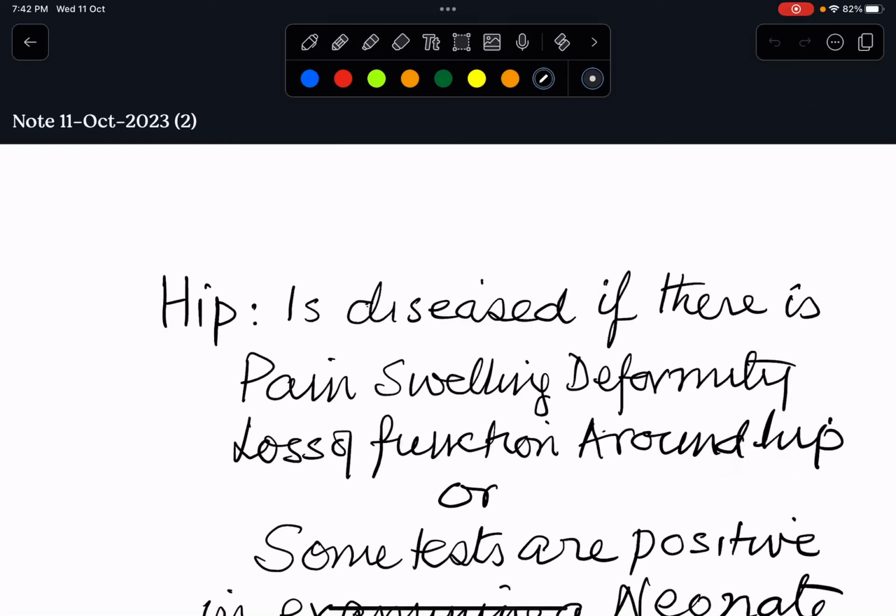Well, hip is diseased if there is pain, swelling, deformity, and loss of function around the hip. The loss of function is in climbing up and down stairs, walking, standing on each of the limbs separately and on both limbs together, sitting on a chair, squatting, sitting cross-legged. Now, here the pain in the knee can cause hip disease, and pain in the hip may be indicative of knee disease.